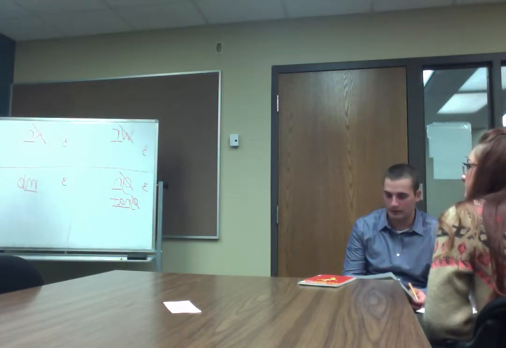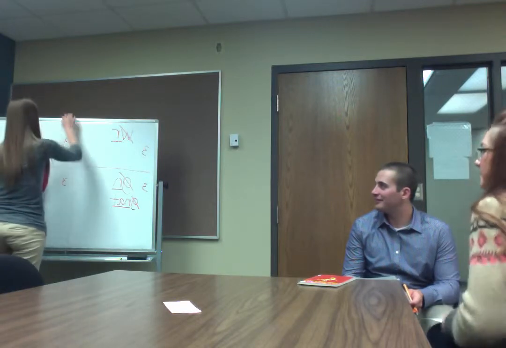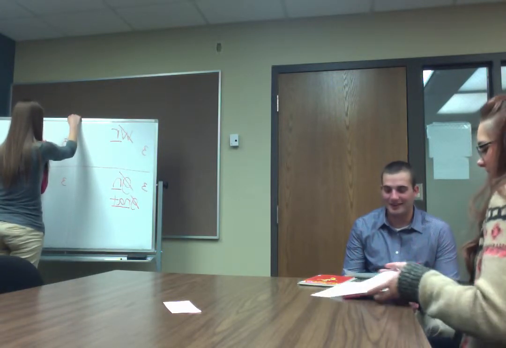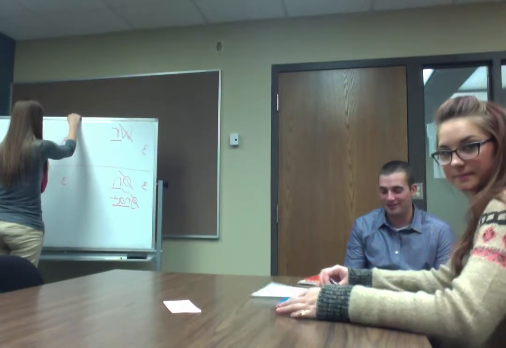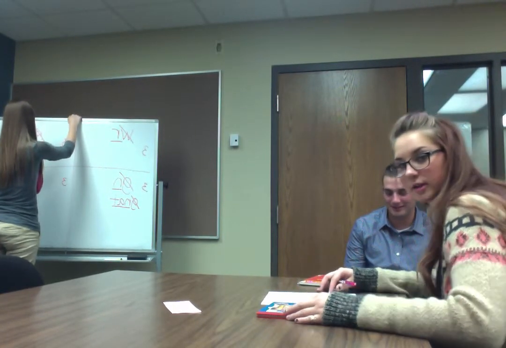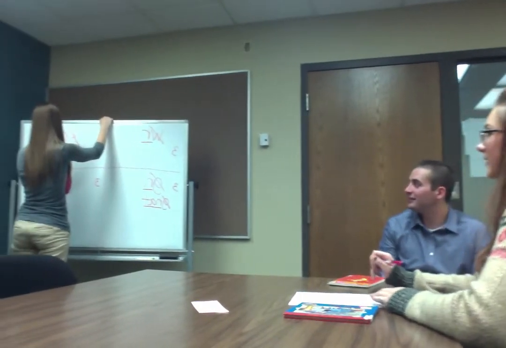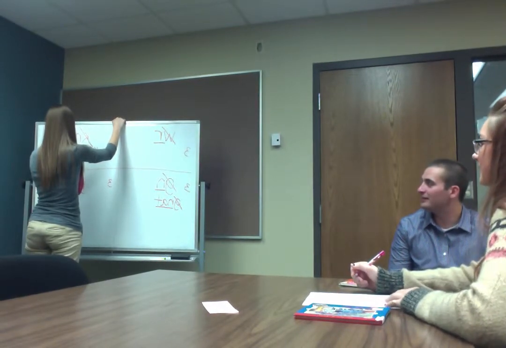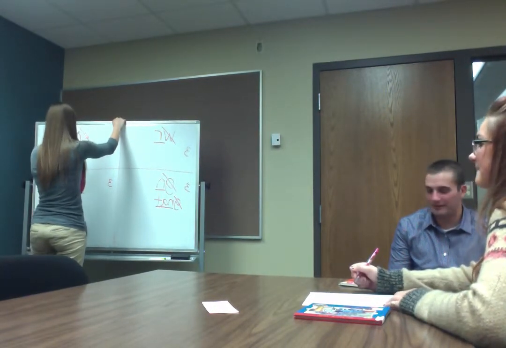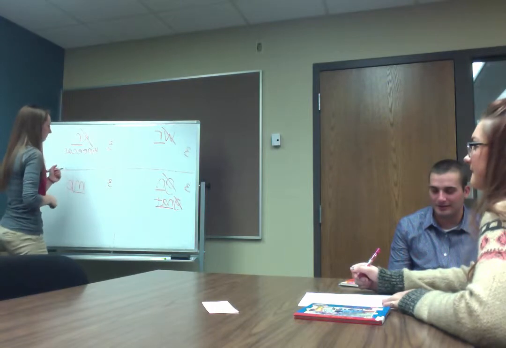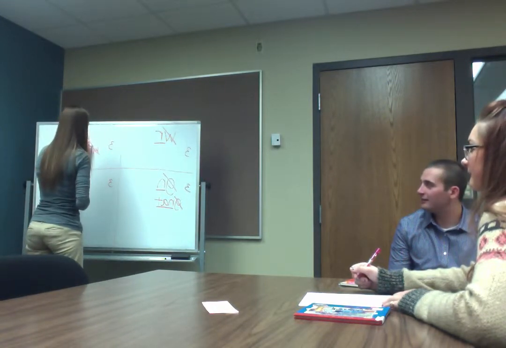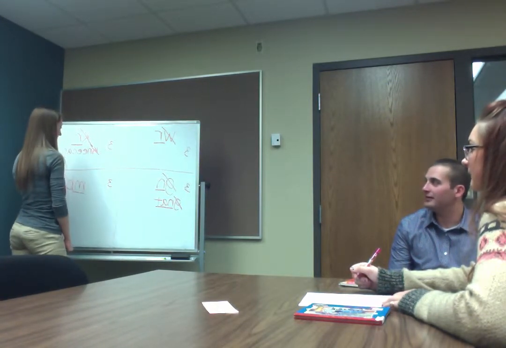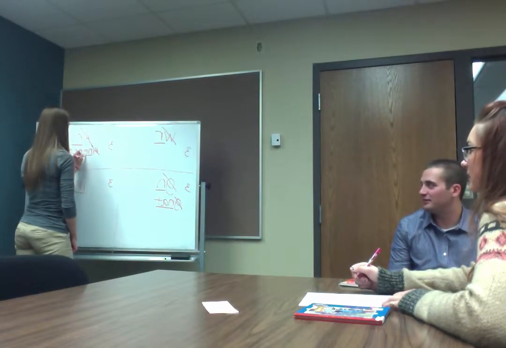AJ, give me one that's KN. Kneecap. Okay. Spell kneecap for me. K-N-E-E-C-A-P. And which letter are we going to cross out that's silent? The K. Okay. And then what are we going to underline? The NEECAP.